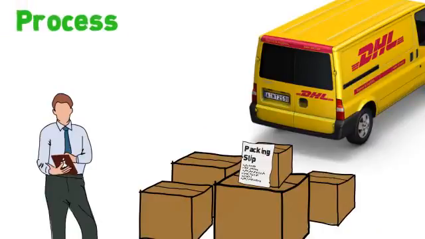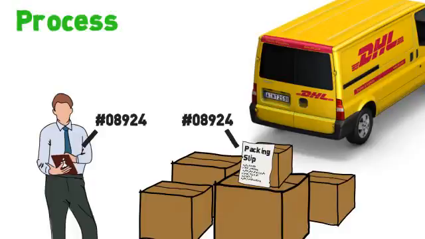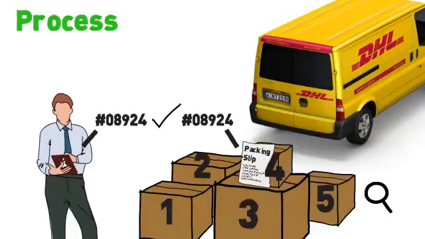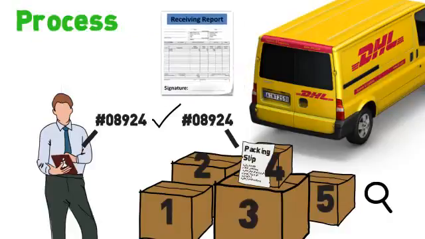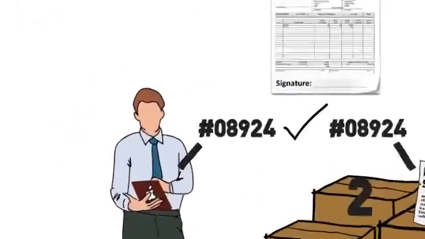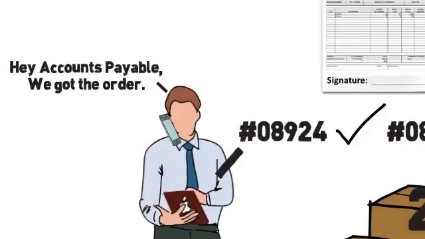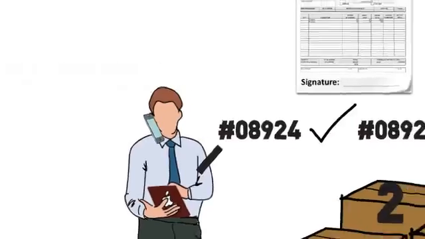First, an order comes in, and the receiving clerk checks to see if it is valid by comparing the purchase order number on the packing slip with the one on the purchase order file. The receiving clerk then inspects the goods, counts them, creates a receiving report, notifies accounts payable, and updates the open purchase order file.